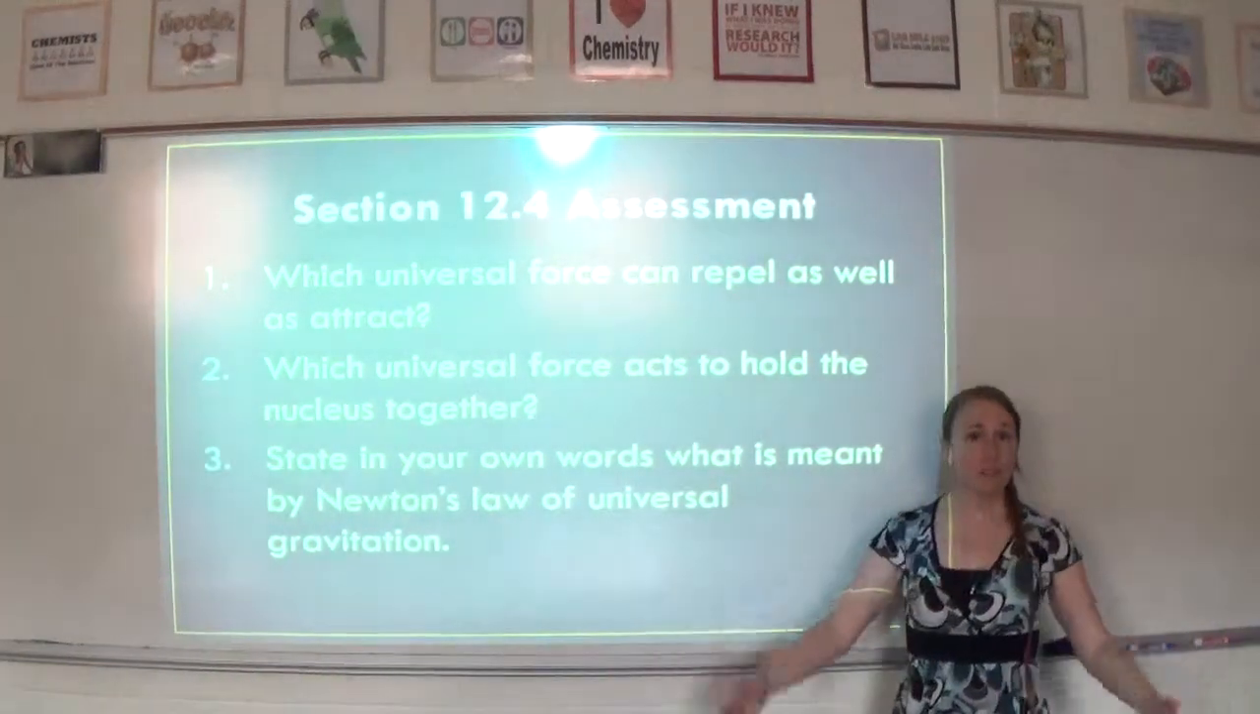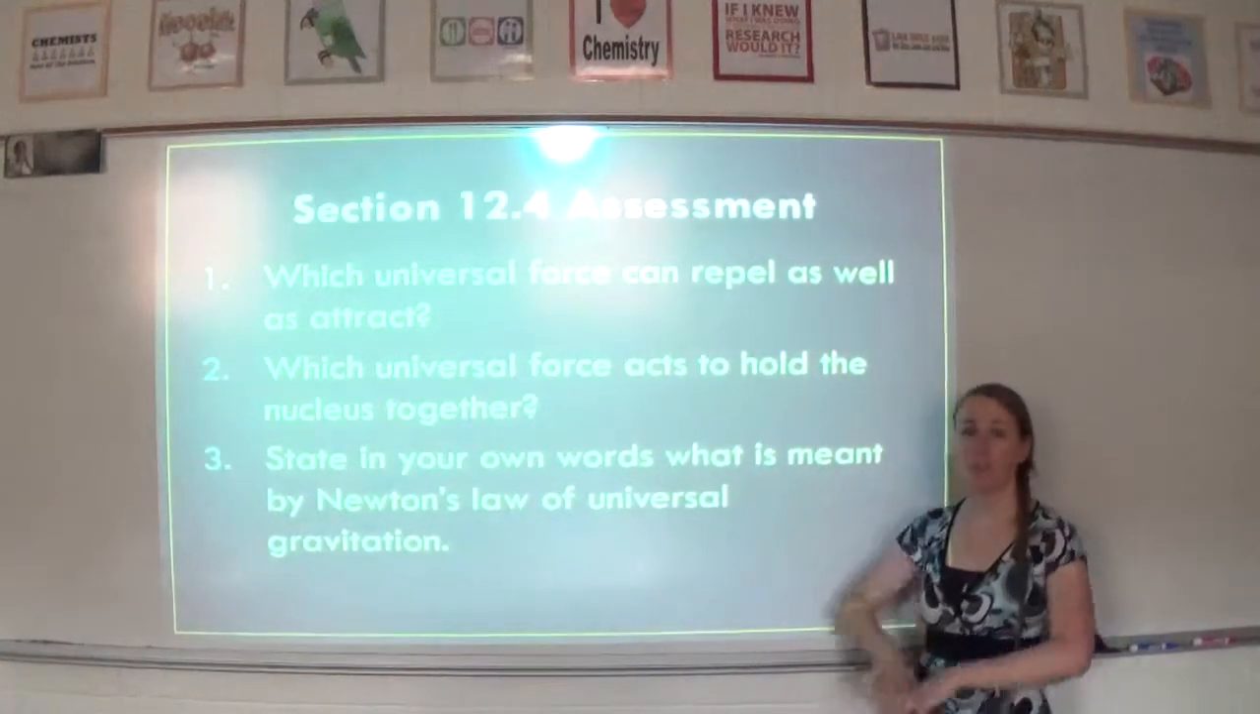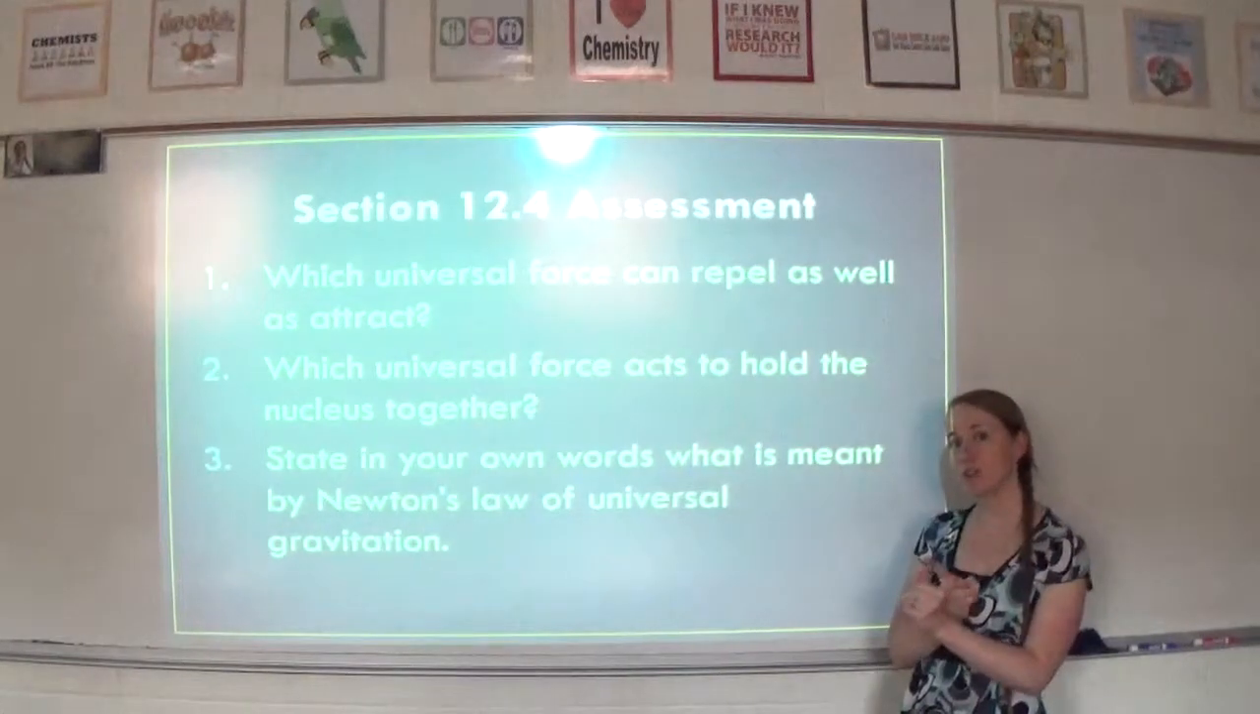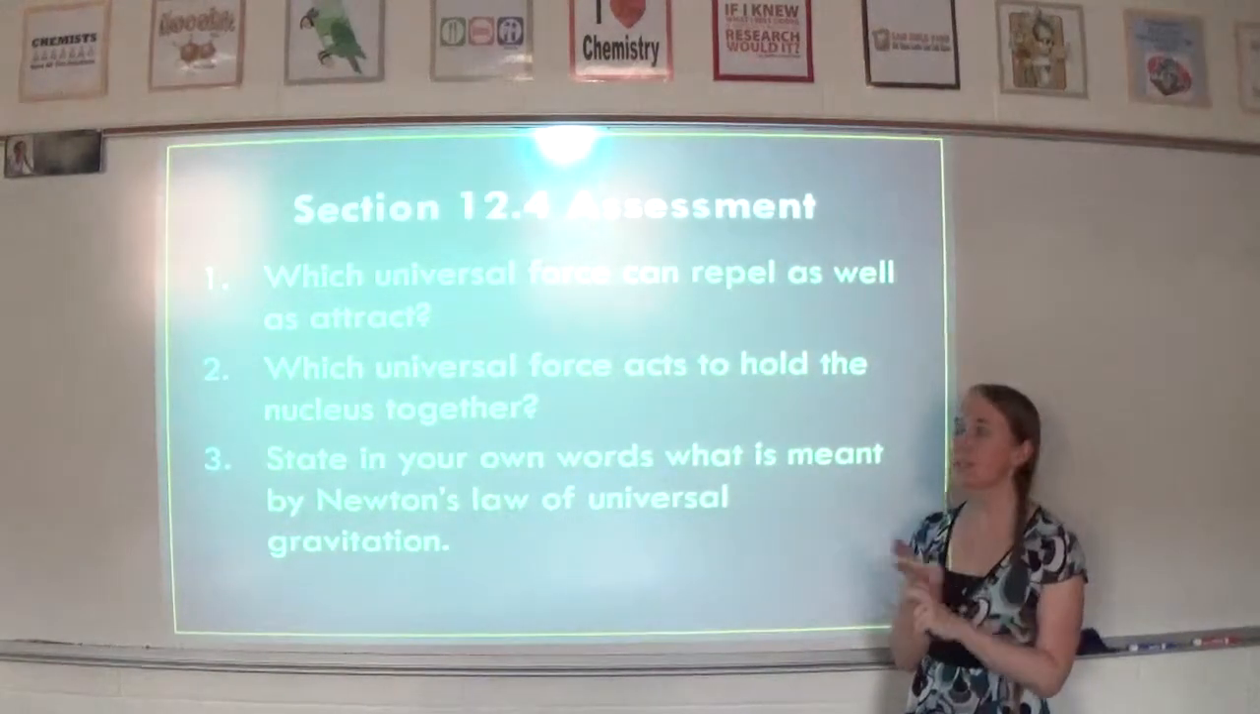So hopefully you have a good understanding now of the 4 forces: electromagnetic, strong and weak nuclear force, and then gravitational force.